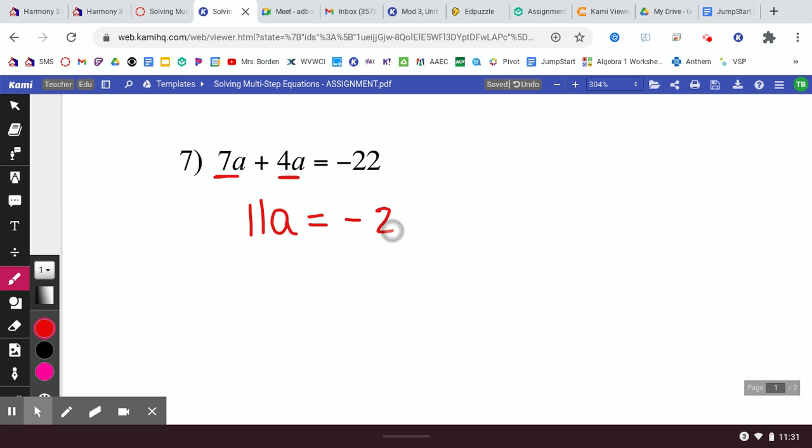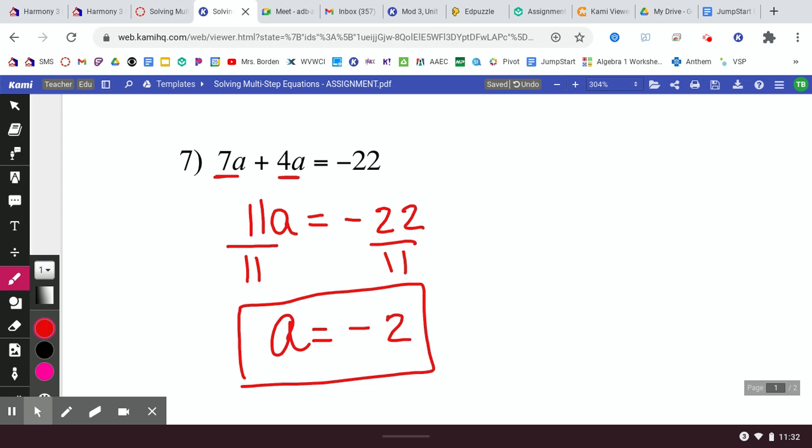And then, all right, so now what do we want to do to get A by itself? Good. Divide by 11 because it's attached with multiplication. And what's our final answer? -2, because a negative divided by a positive is a negative. Good. A equals -2. Very good.